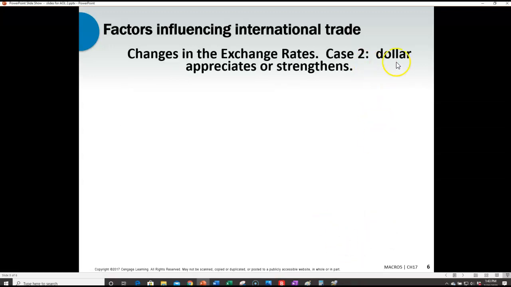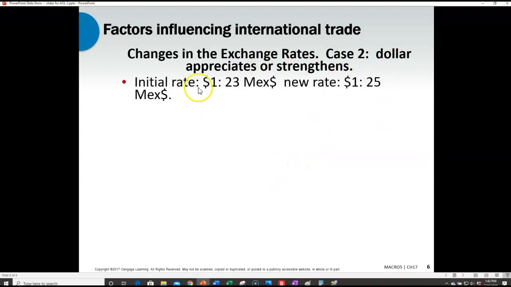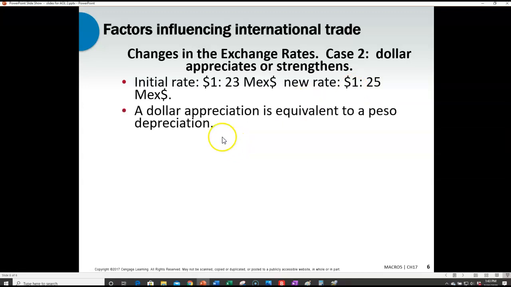Case 2. The dollar appreciates in value or strengthens. The initial rate, again, is $1 exchanging for 23 pesos. But now the new rate is $1 exchanges for 25 pesos. Notice the dollar now gets more pesos. So that is an appreciation of the dollar. From the point of view of Mexicans, they use 23 pesos to get $1 first, but now they have to use 25 pesos to get the same dollar. So their currency has depreciated in value. A dollar appreciation is equivalent to a peso depreciation.